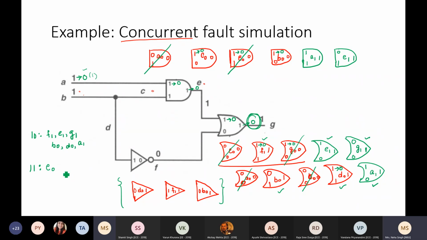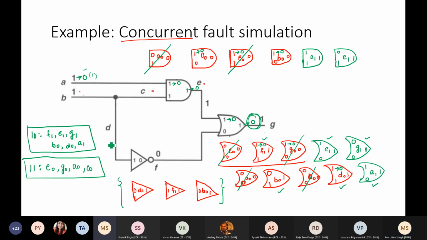G naught will be detected because the values do not agree. A naught will be detected because the output of this and G equal to 1 do not agree. B naught will again not be detected, because its output is 1 and the actual output is also 1. So this will not be detected. But C naught will be detected since the outputs are different. So test pattern 1 1 will be able to detect 4 faults and test pattern 1 0 will be able to detect 6 faults.